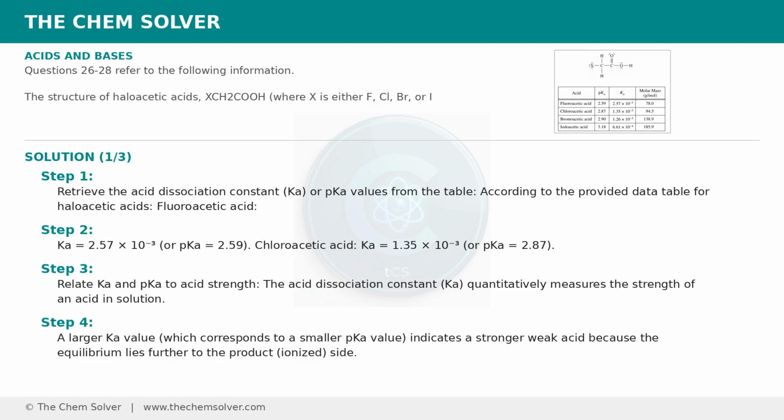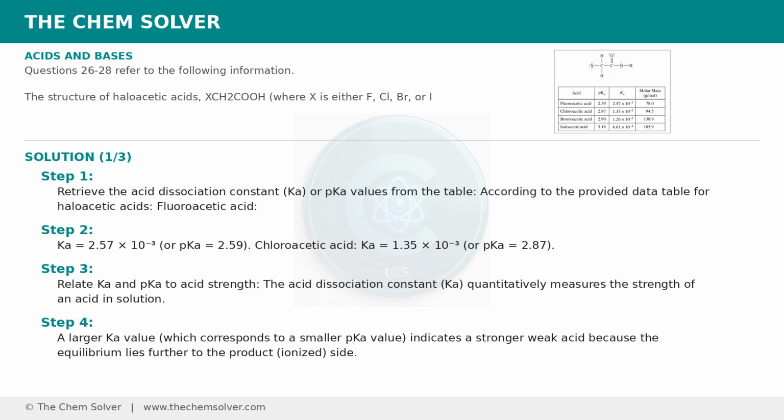Retrieve the acid dissociation constant, Ka, or pKa values from the table. According to the provided data table for haloacetic acids, fluoroacetic acid has Ka equals 2.57 times 10 to the power minus 3, or pKa equals 2.59. Chloroacetic acid has Ka equals 1.35 times 10 to the power minus 3, or pKa equals 2.87.